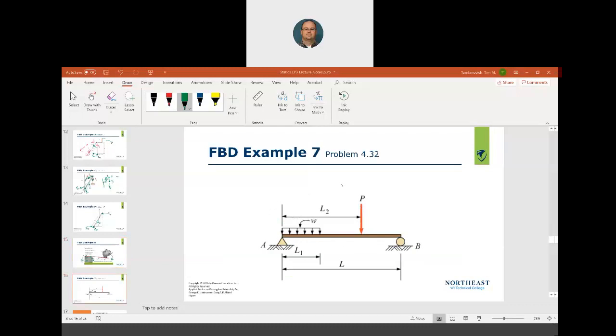All right, so now what do we do? We have this point load here.